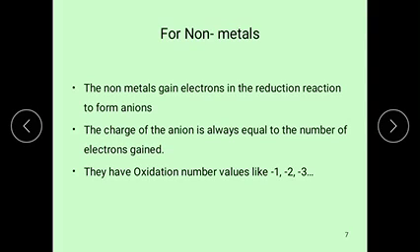Nonmetals gain electrons in the reduction reaction and form anions. The charge of the anion is always equal to the total number of electrons gained. Okay, the oxidation number values are like -1, -2, -3.